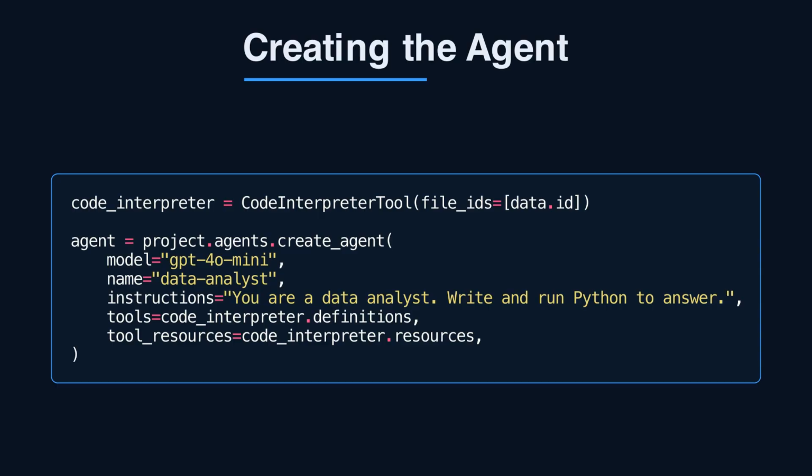Instructions are the system prompt, the agent's standing orders, telling it to act as a data analyst and to write and run Python. Then 2 lines via the tool. Tool definitions tells the model the tool exists and how to call it, and tool resources gives it the actual file. Both come straight off the tool object, so you never handwrite a schema.